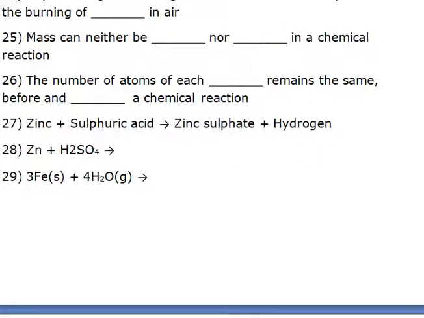Question number 27. Zinc plus sulfuric acid forms zinc sulfate plus hydrogen. Is it true or false? Question number 28. Zinc plus H2SO4 forms dash. Question number 29. 3Fe plus 4H2O(g) forms dash.